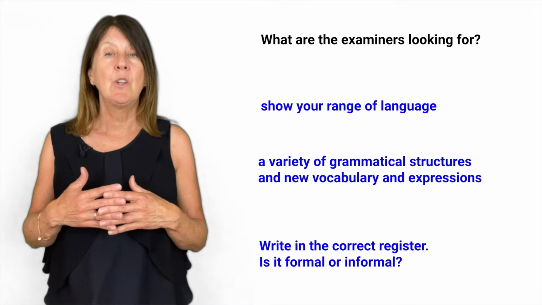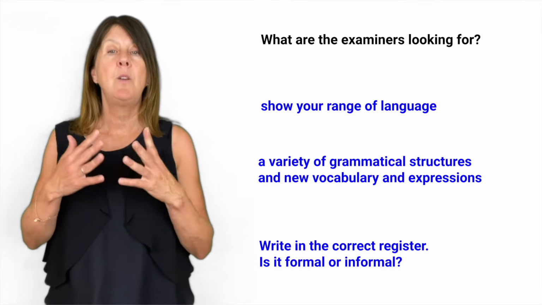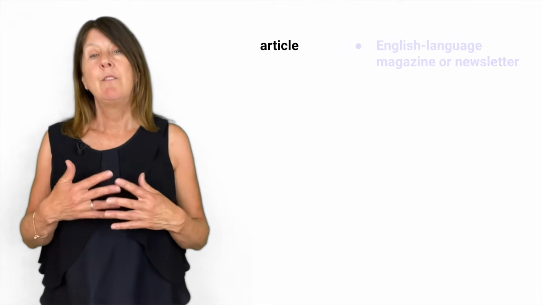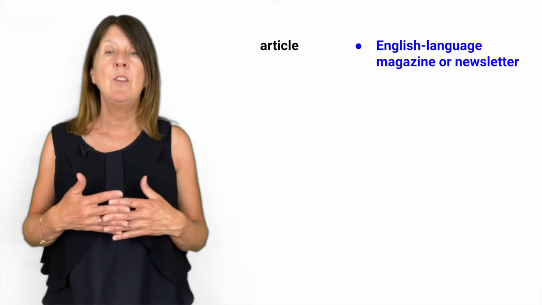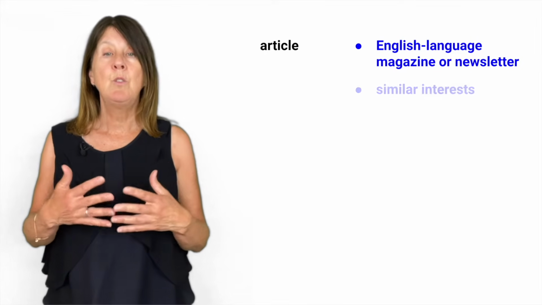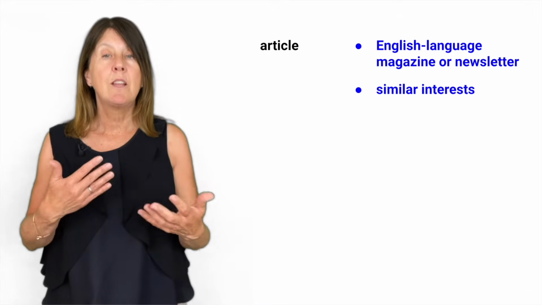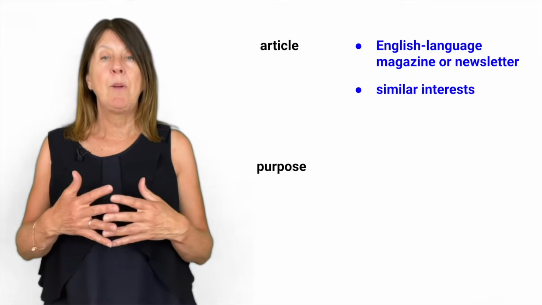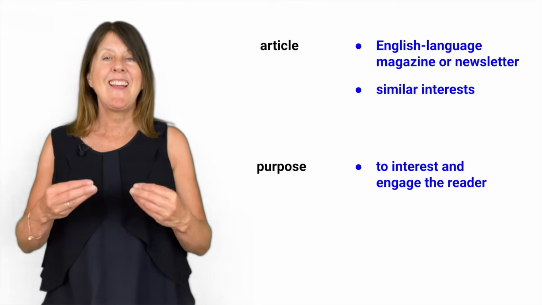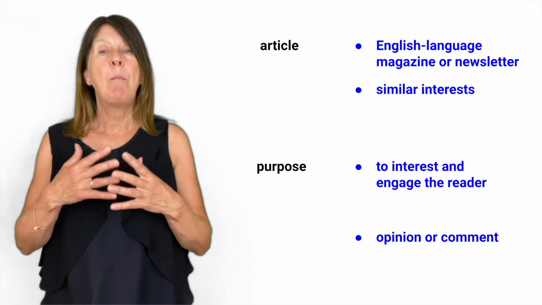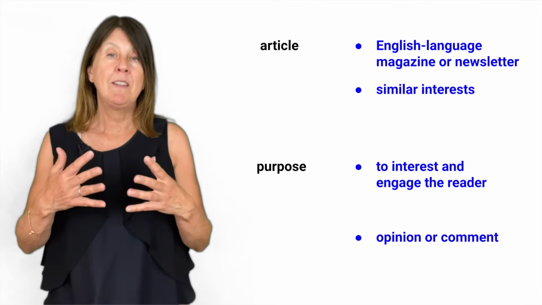So now let's look at the choice of writing tasks you have for part 2 of the writing exam. So you have an article which is usually written for an English language magazine or newsletter, and the reader is assumed to have similar interests to you. The main purpose is to interest and engage the reader so that there should be some opinion or comment.